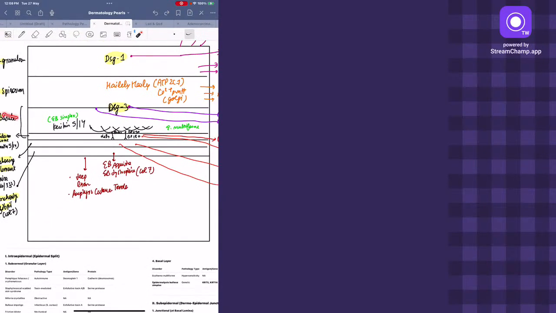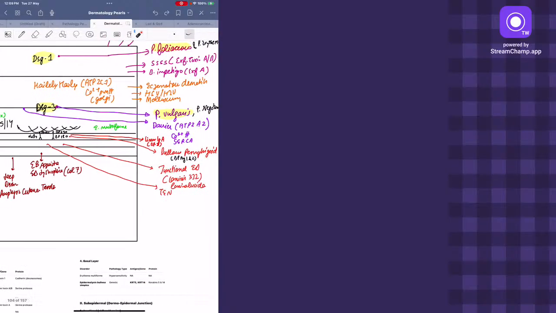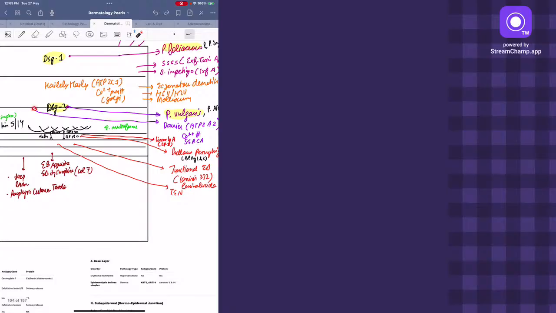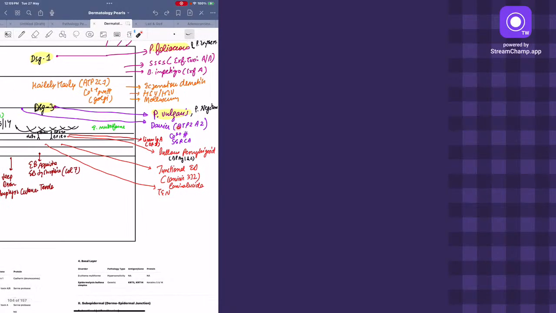Then a defect in the suprabasal layer, in desmoglein 3, is pemphigus vulgaris and pemphigus vegetans. F and E were in desmoglein 1, vulgaris and vegetans, V and V, in desmoglein 3. Okay, V3 in desmoglein 3. Then in Darier's disease we have ATP2A2. Darier is ATP2A2, Hailey-Hailey is ATP2C1. Darier is a calcium ATPase defect in SERCA.